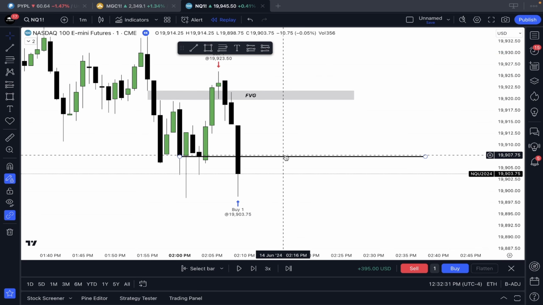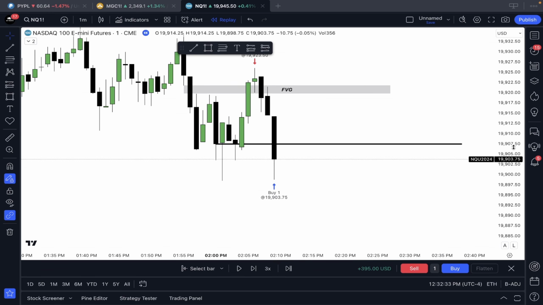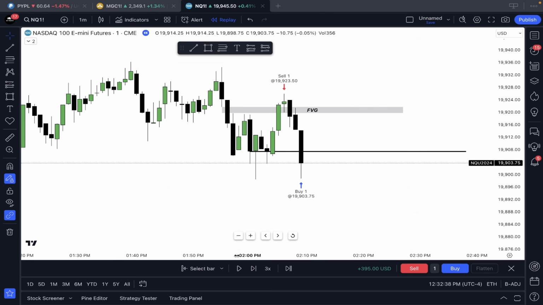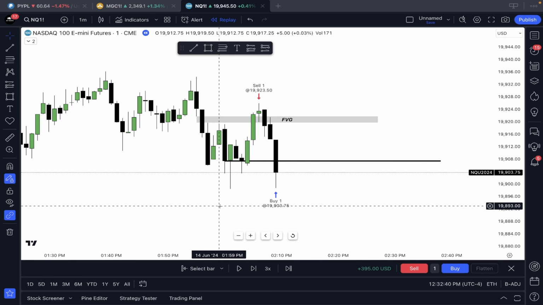Right through my take profit. So yeah, we even went down to this wick. So that's an easy example on how bearish fair value gaps work. So now let's get into how bullish fair value gaps work.